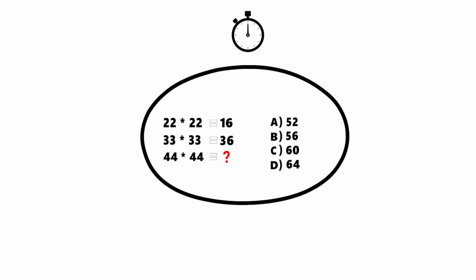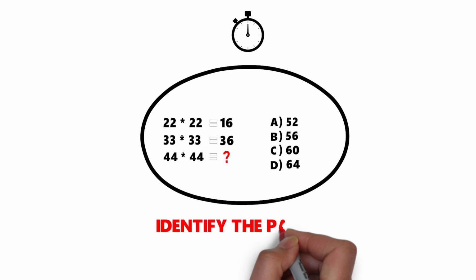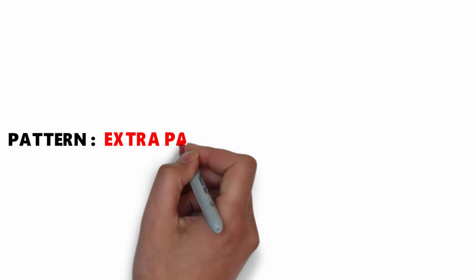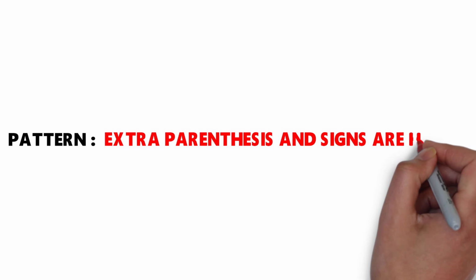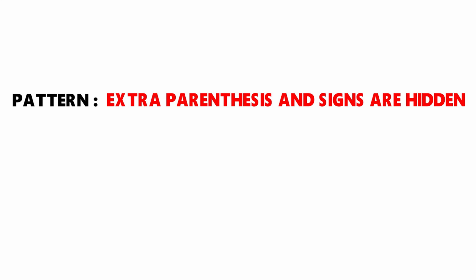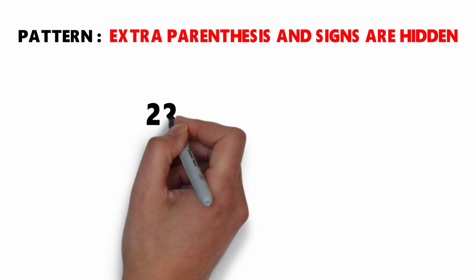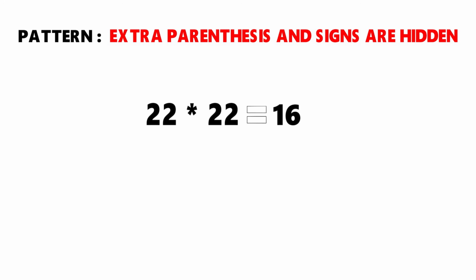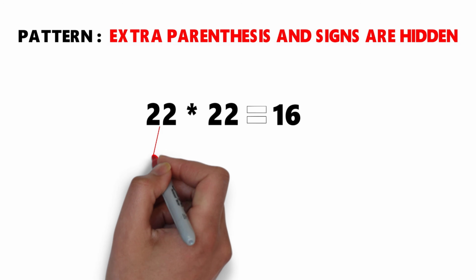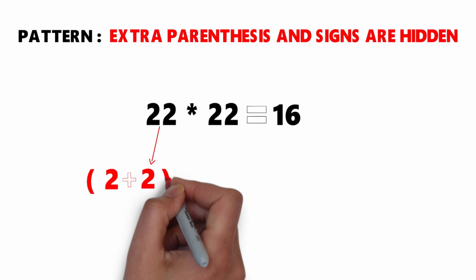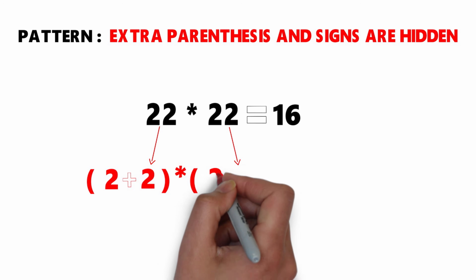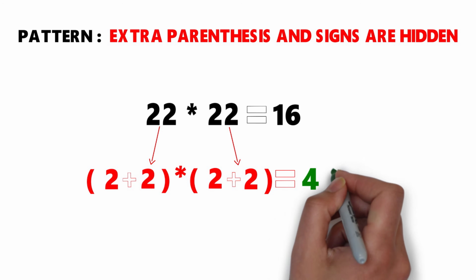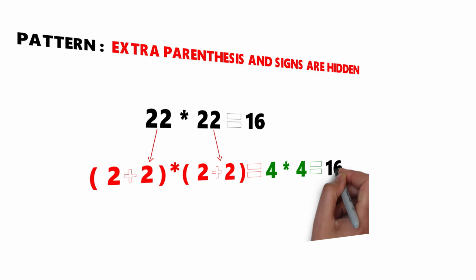Typically, to solve these types of problems, you need to identify the pattern. And in this particular case, the pattern is that the signs and parentheses are hidden in between digits and are not presented on the screen. Let's look at the first 2 examples. 22 multiplied by 22 equals 16. It is not obvious because it doesn't go along with the rules of conventional math. But if you add parentheses, and in parentheses add 2 plus 2, multiplied by another set in parentheses, 2 plus 2, you will be multiplying 4 by 4 and the result would be equal to 16.